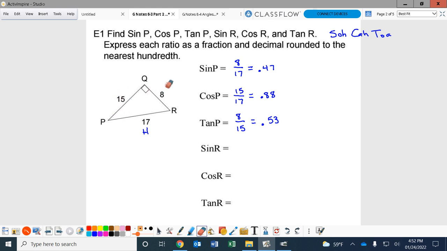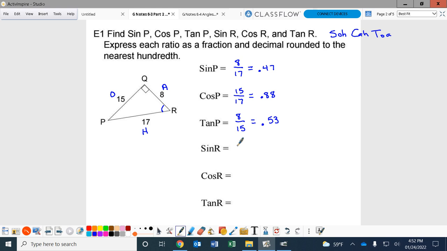Now, from there, we're going to change things up and look at the other angle. The other angle is going to be angle R. Remember, no sine, cosine, or tangent of the right angle, so nothing of Q. But for R, we're going to be dealing with opposite now as this side, the 15, because it's now opposite our angle R. The 8 is adjacent to it because it touches that angle R. And the hypotenuse, as I stated before, is always the hypotenuse.